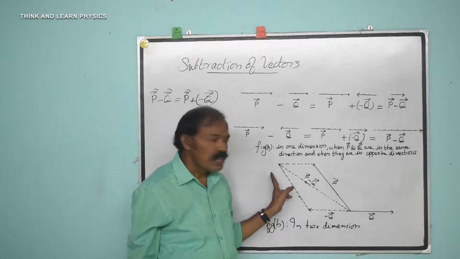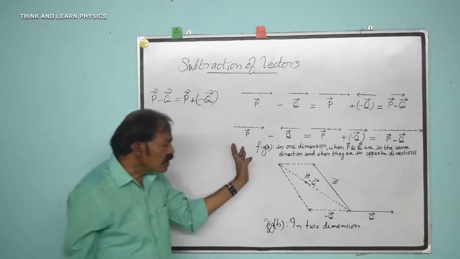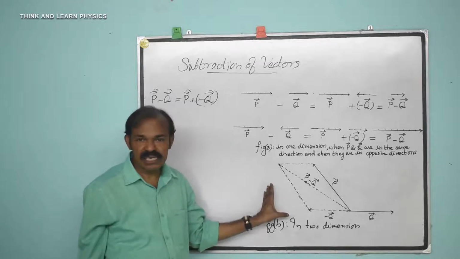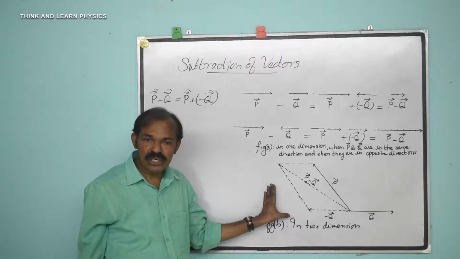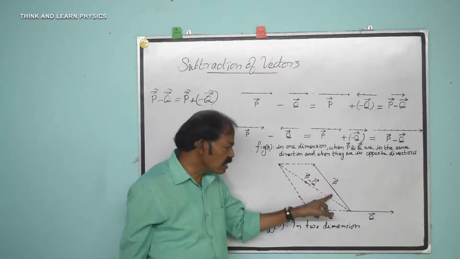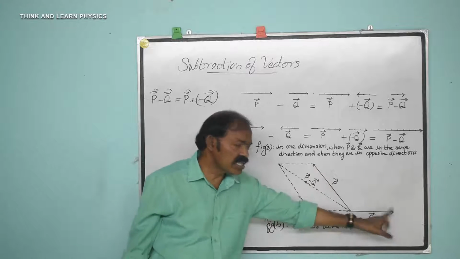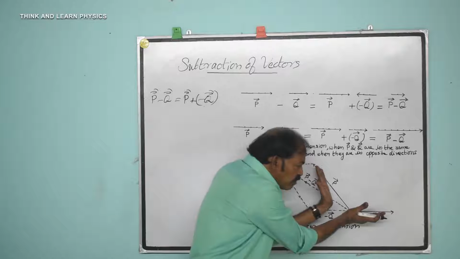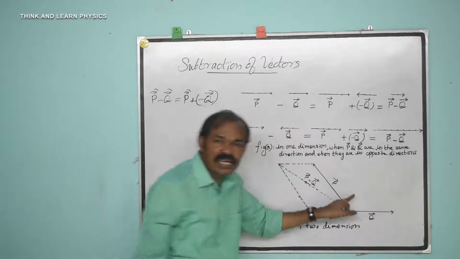Okay. Now, in the case of two dimensions, we can subtract q vector from p vector. Here, p vector is in this direction and q vector is towards the right. These two vectors are the given vectors. They are inclined at an angle.